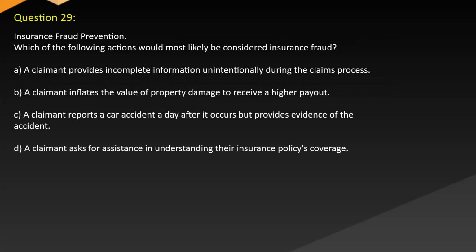Question 29. Insurance fraud prevention. Which of the following actions would most likely be considered insurance fraud? A. A claimant provides incomplete information unintentionally during the claims process. B. A claimant inflates the value of property damage to receive a higher payout. C. A claimant reports a car accident a day after it occurs but provides evidence of the accident. D. A claimant asks for assistance in understanding their insurance policy's coverage.